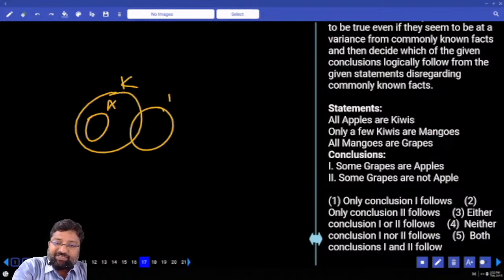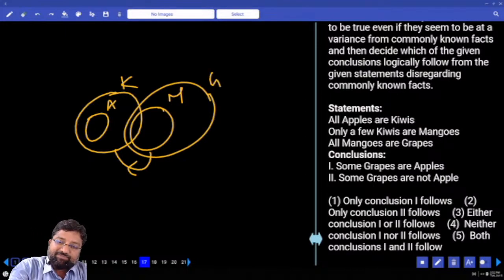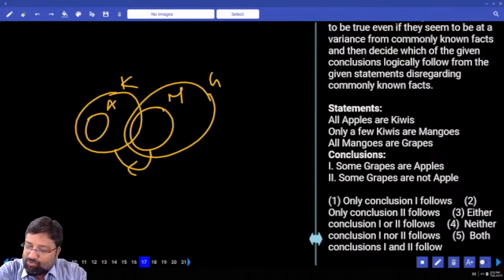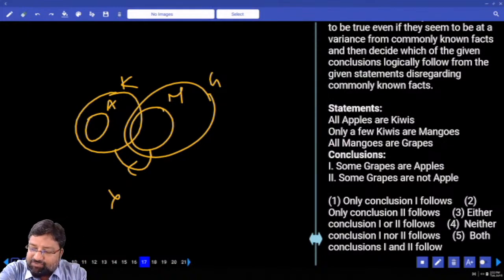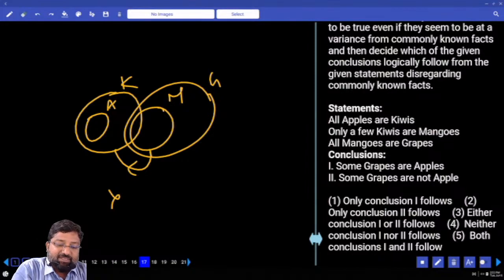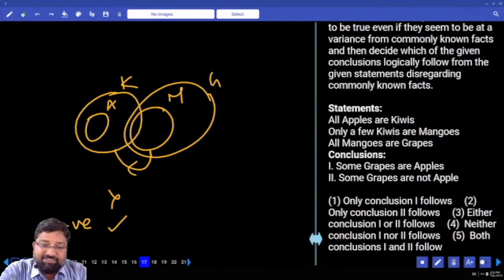Next one, all apples are kiwis. Only a few kiwis are mangoes. Arrow mark will go from mango to kiwi. All mangoes are grapes. What is the first conclusion? Some grapes are apples. Do you see any grapes which are apples? No. What is the next one? Some grapes are not apples. Absolutely right. But this is negative. Some grapes are not apple. 100% right. What is the complementary? All grapes are apples. Can all the grapes go inside and settle in apples?